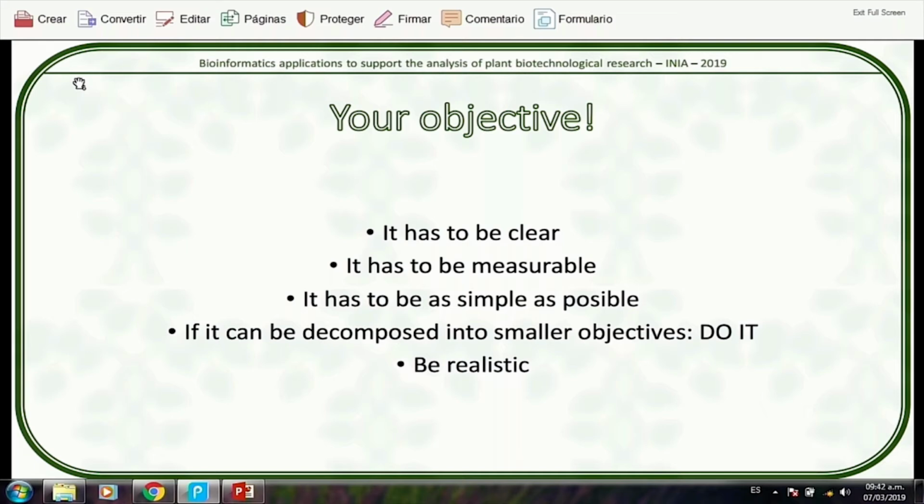That's going to make things simpler for you. That's going to let you know that you are moving forward in your research and that you're not stuck in some part because you haven't achieved your big objective yet, but you do have smaller objectives that you've been accomplishing slowly but surely. And finally, just be realistic.